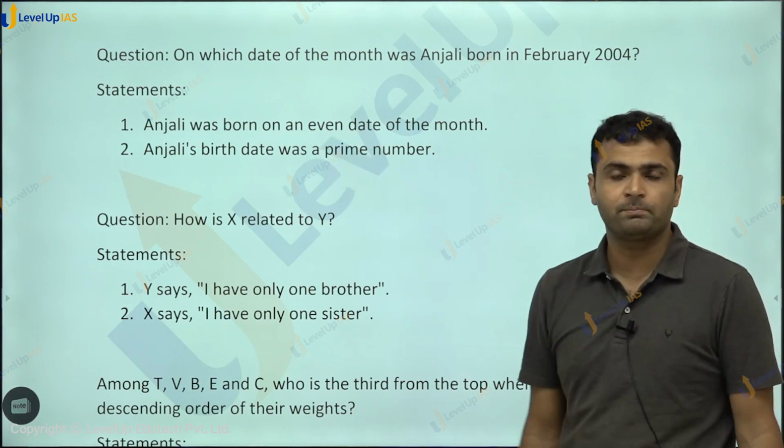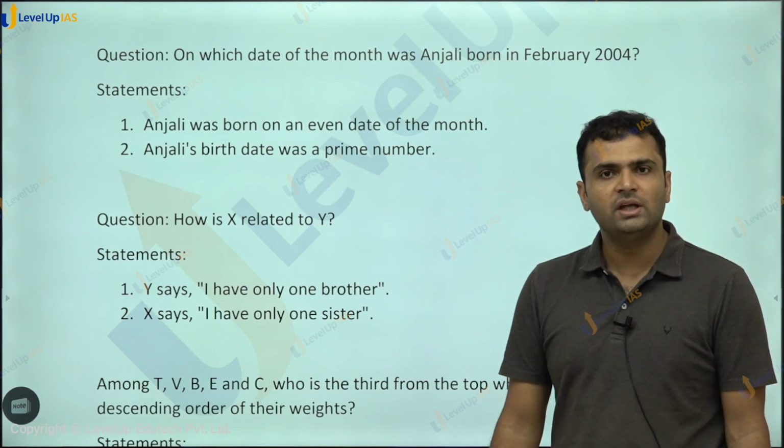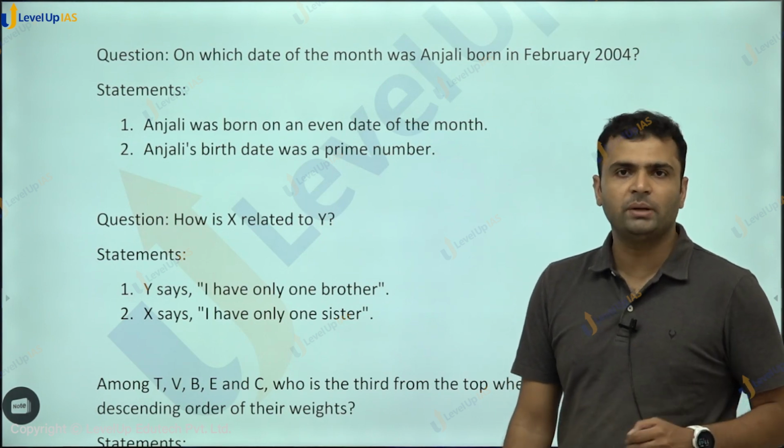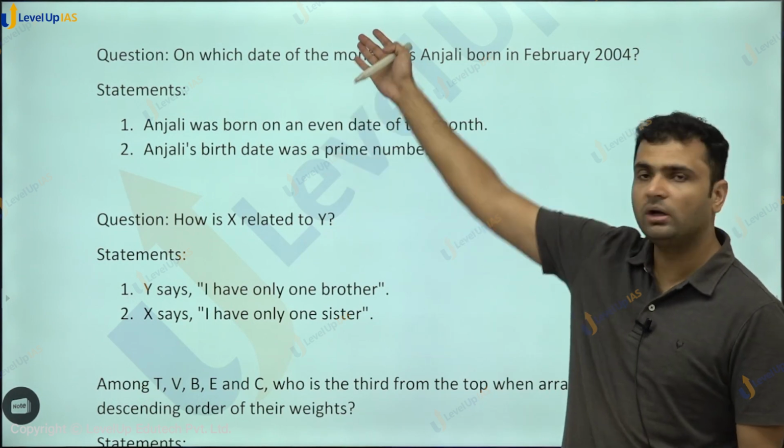But if you combine that number is even and number is prime, what is that unique number which is even and prime? 2. So if you combine information in both the statements, 2 is the date on which she was born. It's easy.